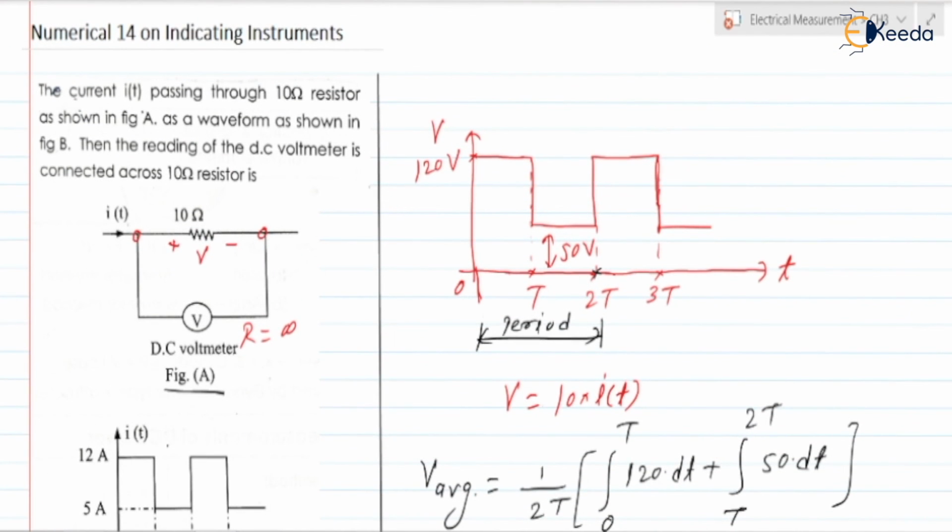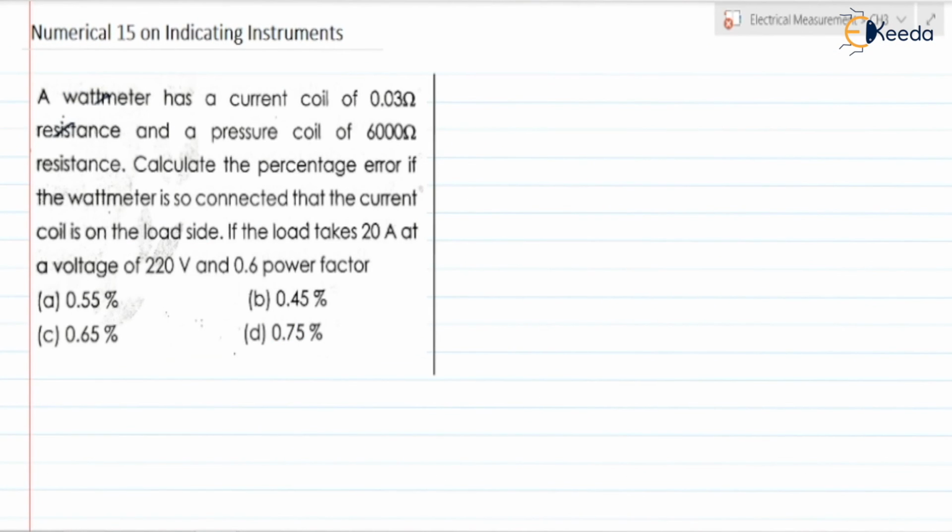So this is about numerical number 14. We are going to discuss numerical number 15 related to indicating instruments. Let us read the numerical. A wattmeter has a current coil of 0.03 ohm resistance, RCC, and a pressure coil of 6000 ohm resistance, RPC. Calculate the percentage error if the wattmeter is so connected that the current coil is at the load side. This is important. Current coil is connected at the load side. The load takes 20 ampere at a voltage of 220 volt and 0.6 power factor. Our task is to find the percentage error. These are the four options.